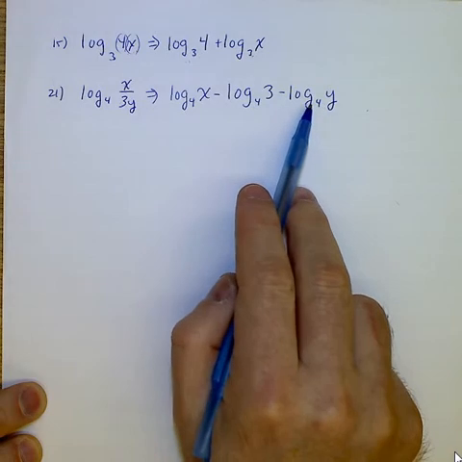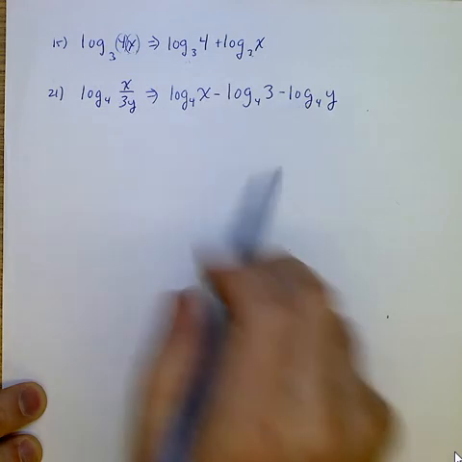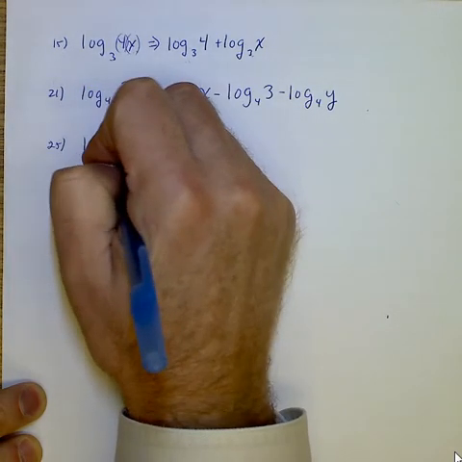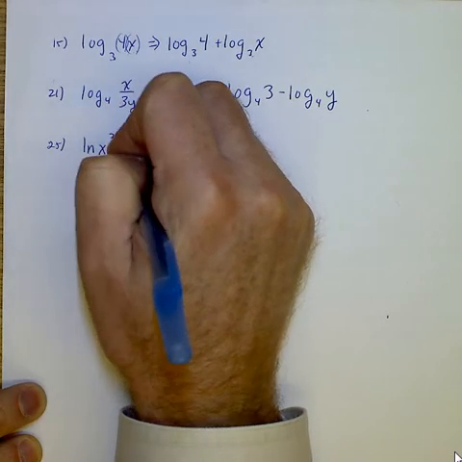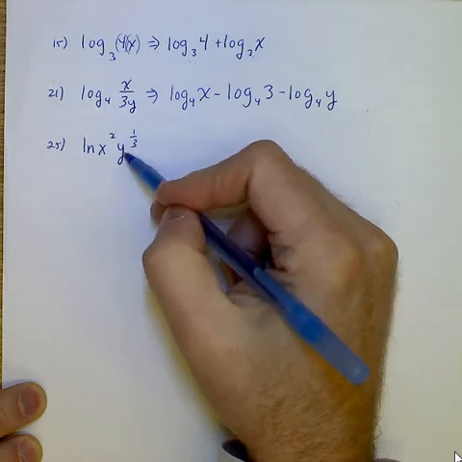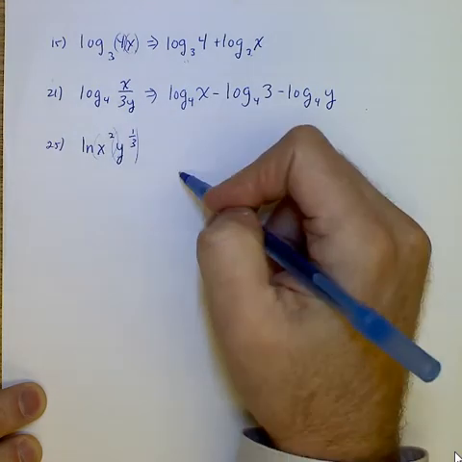Now let me do one more of these where we actually have exponents. Let me do number 25. At number 25, it's the natural log of x squared y to the 1/3. Okay, now we have exponents on both of these. Consider these as multiplication, though. We're multiplying x squared times y to the 1/3.